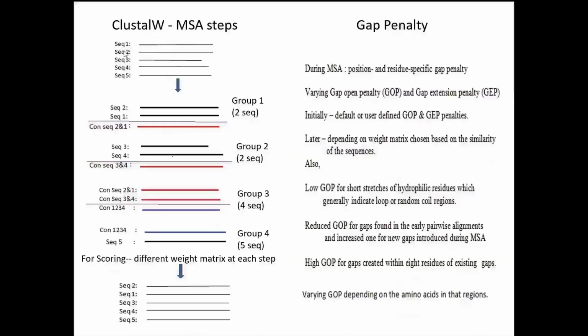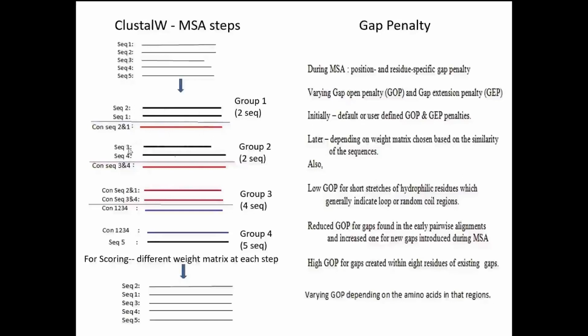So here you can see, here you have these 5 sequences based on pairwise alignment. Sequence 2 and 1 are neighbors, 3 and 4 are neighbors, right? Now sequence 2 and 1 will be aligned together and a consensus sequence will be created. Similarly, aligning the third and fourth sequence, a consensus sequence will be created.